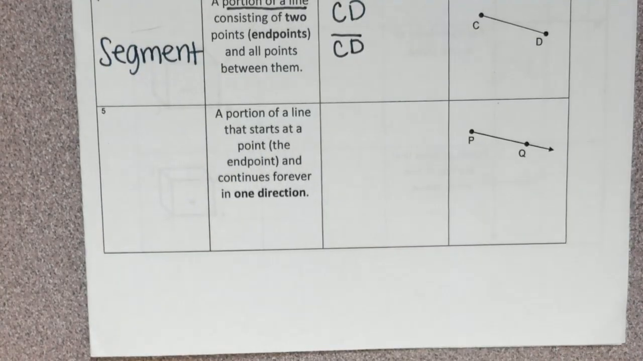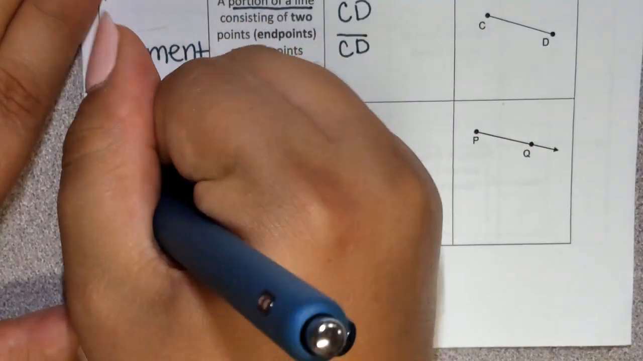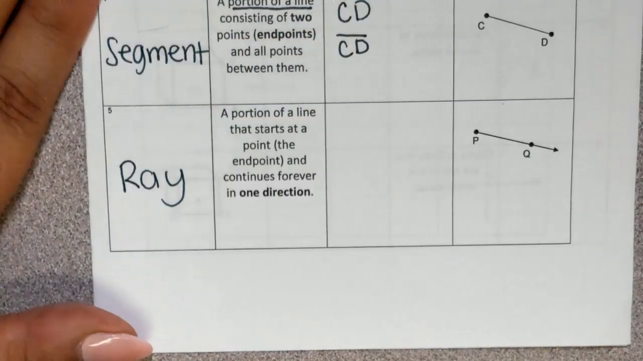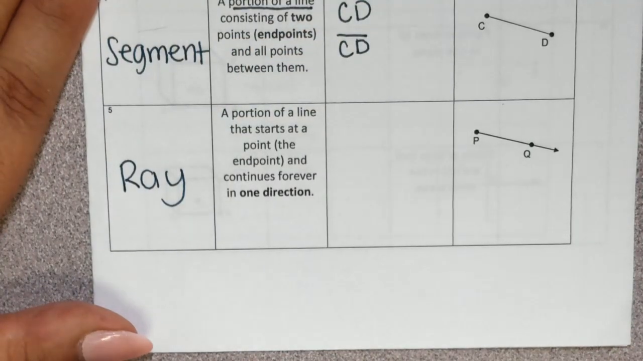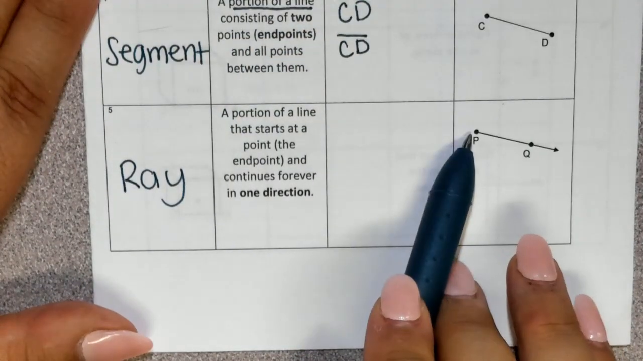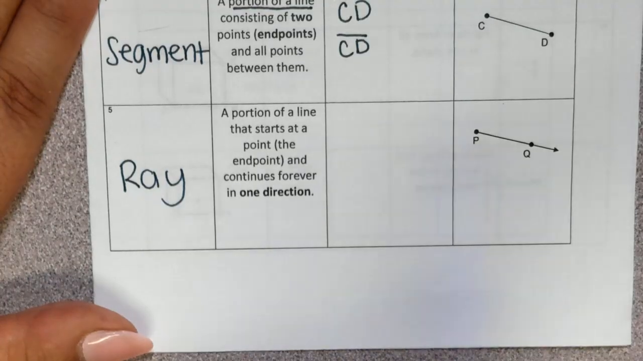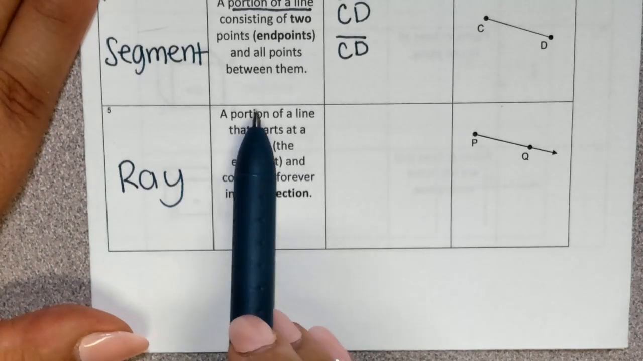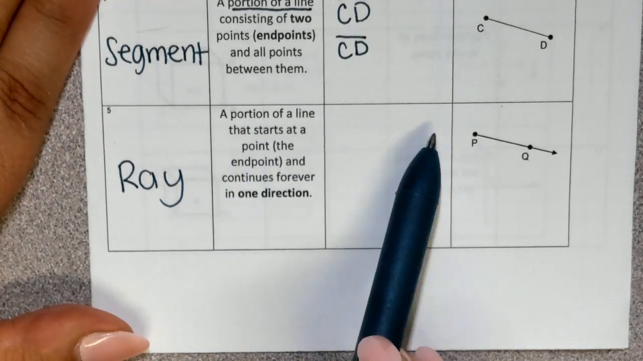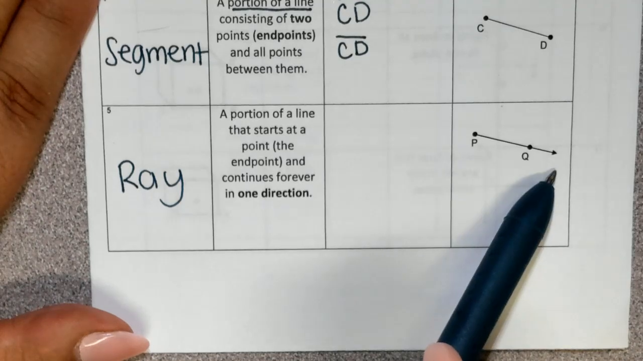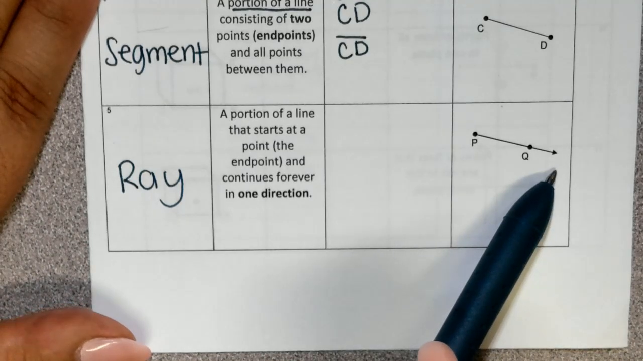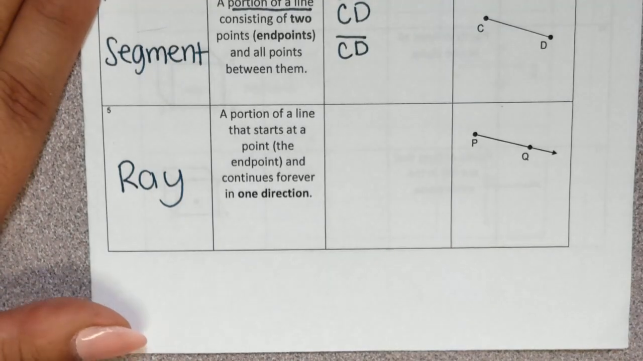What about this one? How many arrows does this have? One. What is it called when it only has one arrow? A ray. Has anybody ever heard of a ray of sunshine? Why is it called a ray of sunshine? It starts at the sun and does what? It goes out forever. Look, geometry, the math of the world. A ray is a portion of the line. It starts at a point, an endpoint, and then it goes on forever in one direction. There's only one arrow.